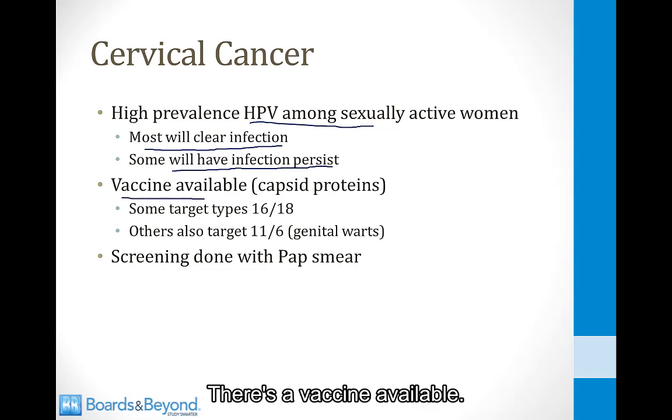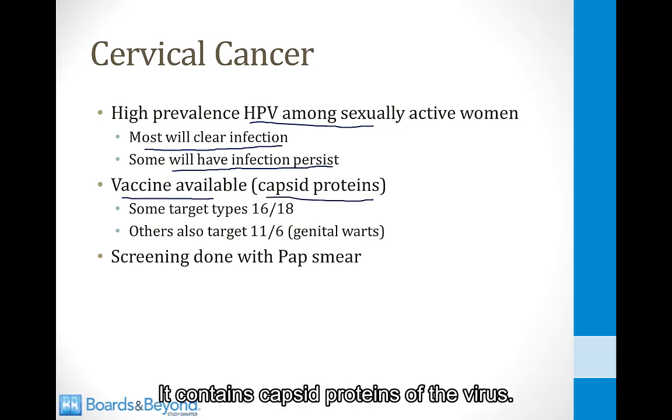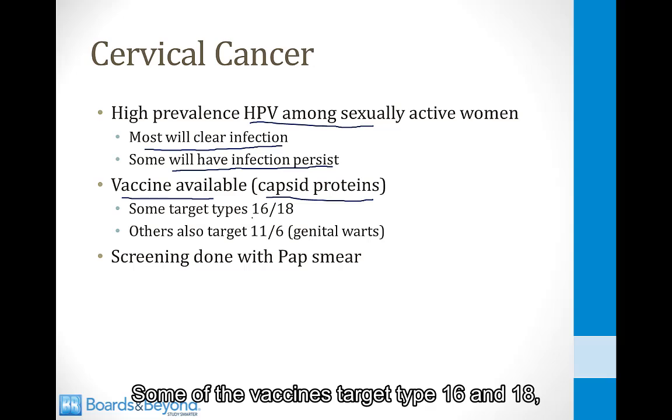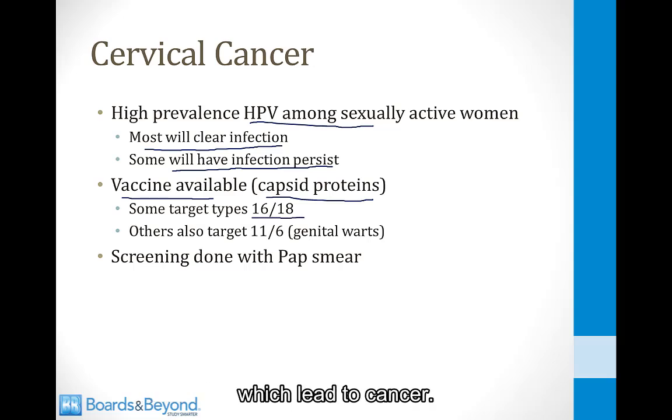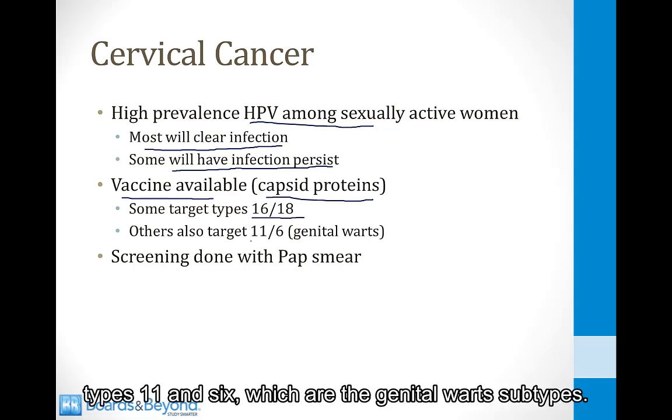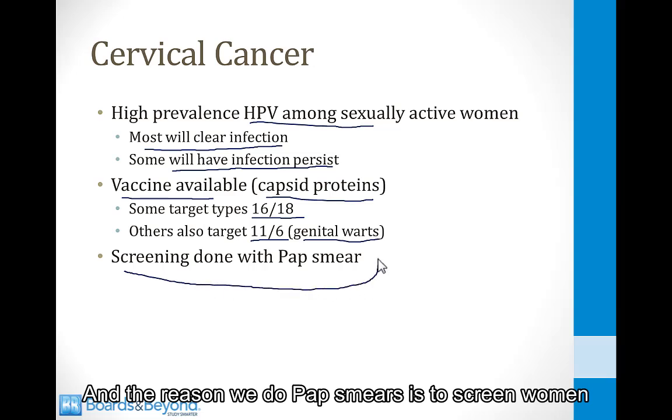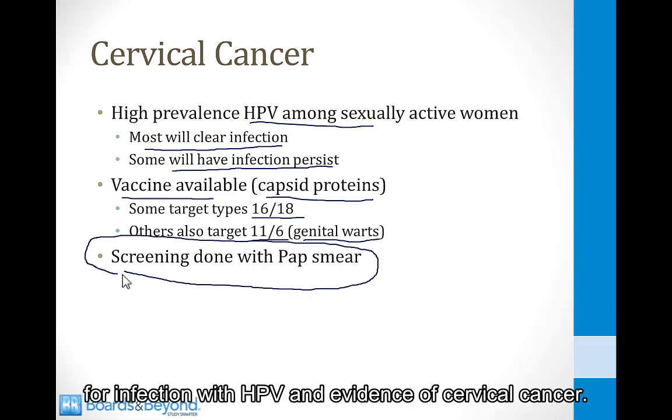There's a vaccine available. It contains capsid proteins of the virus. Some of the vaccines target types 16 and 18, which lead to cancer, and there are vaccines that also target types 11 and 6, which are the genital wart subtypes. And the reason we do pap smears is to screen women for infection with HPV and evidence of cervical cancer.